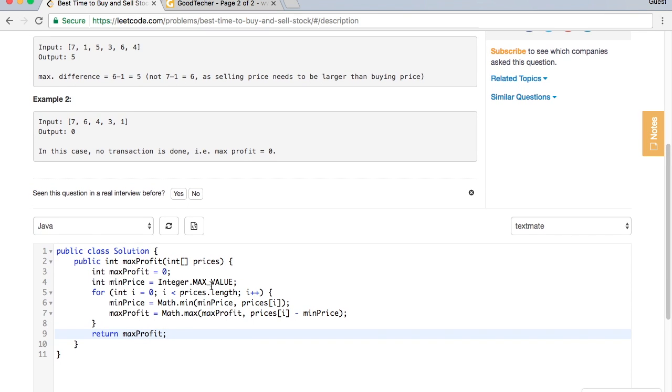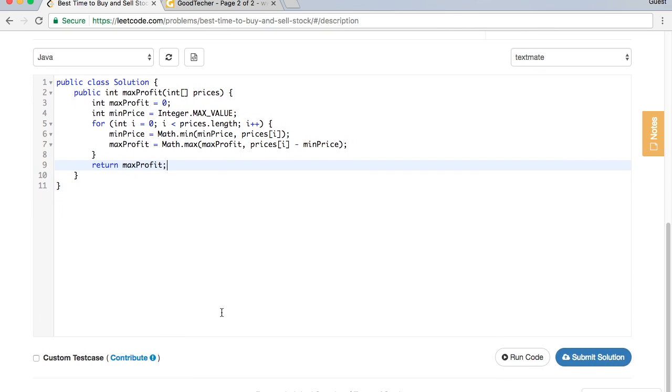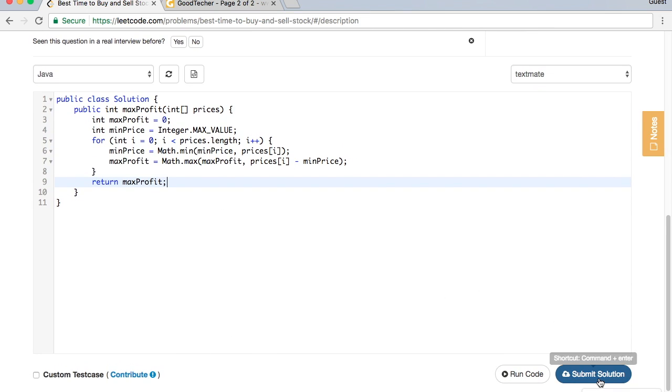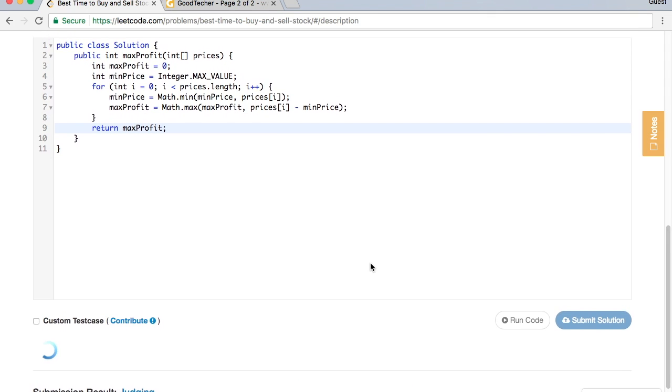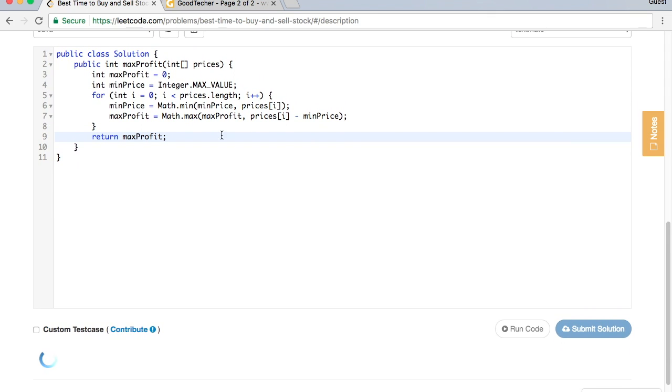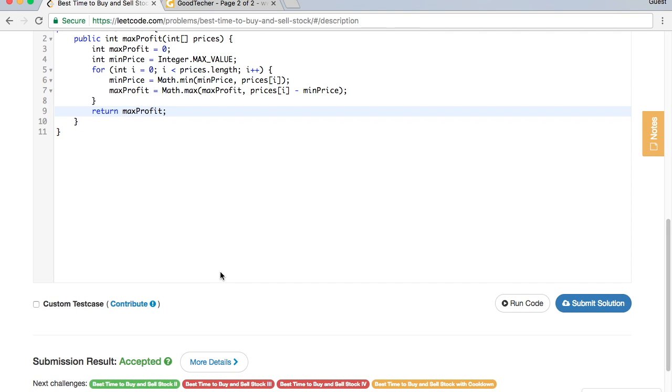So the code is very simple. And that's it. Okay, let's click the submit button. It's still processing. Okay, accepted. So our solution is correct.